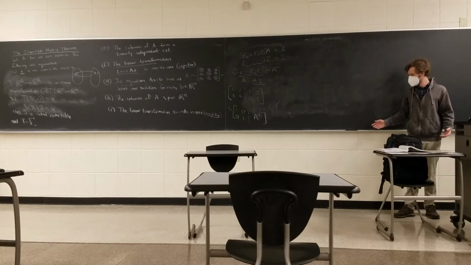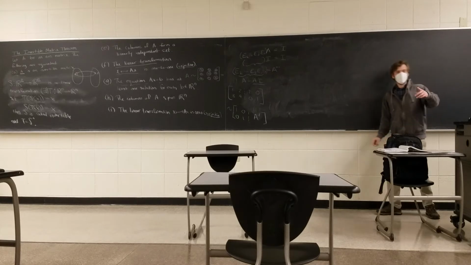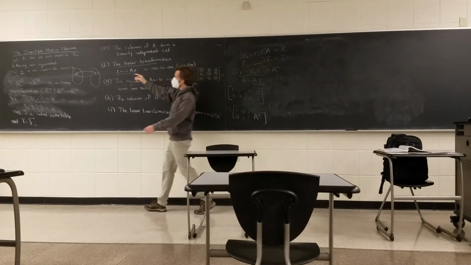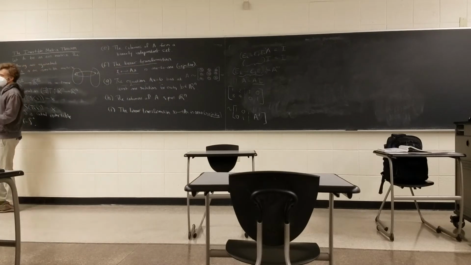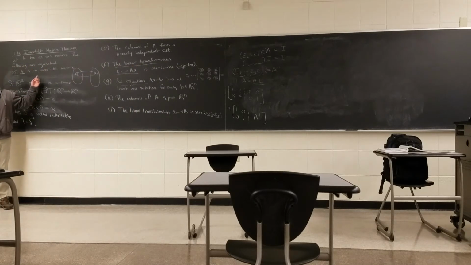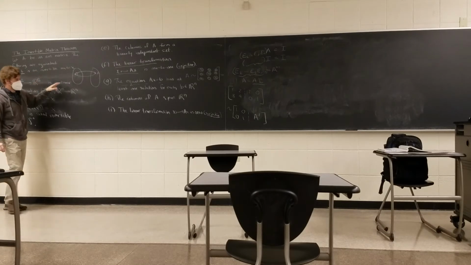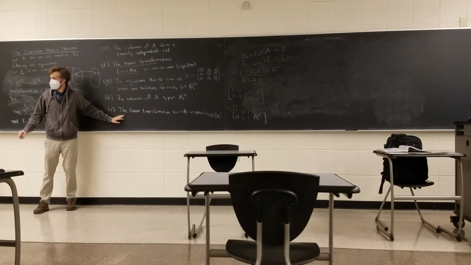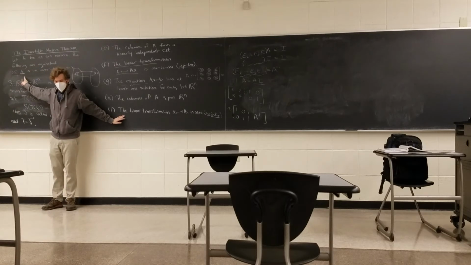What was I going to talk about next? So we were talking about all different ways that these were equivalent to each other, all different kinds of ways that we could say the same thing. A is an invertible matrix. Ways that, look, this and this look very different from each other.